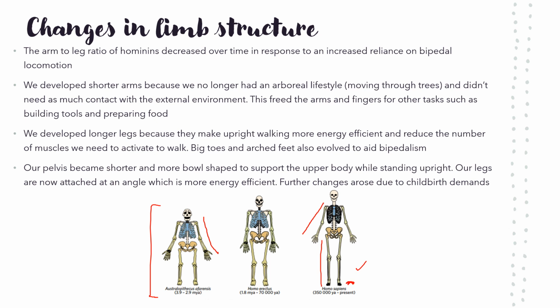And last but not least, our pelvis became shorter and more bowl-shaped. You can see that the width of our pelvis is a lot shorter than the primate on the left, which supports us standing upright and also allows our legs to be attached at an angle, which is also more energy efficient. But like we said before, there's normally trade-offs for these sorts of things. These changes in our pelvis have also made childbirth more difficult.